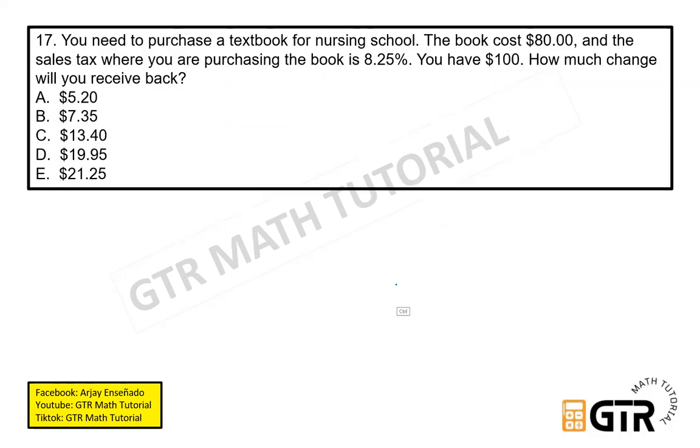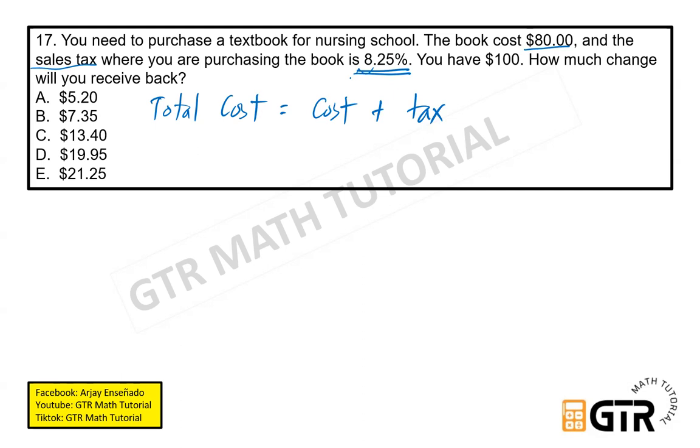Okay, so next number, number 17. You need to purchase a textbook for nursing school. The book cost $80 and the sales tax where you are purchasing the book is 8.25%. You have $100. How much change will you receive back? Okay, so kunin lang natin yung total cost. Sabi ang cost daw ay $80. Kaso meron pa siyang sales tax. Okay, so therefore, ang total cost natin, total cost ay equal sa cost plus tax. Okay? So add lang tayo ng tax. 8.25%, i-convert natin ito sa decimal.